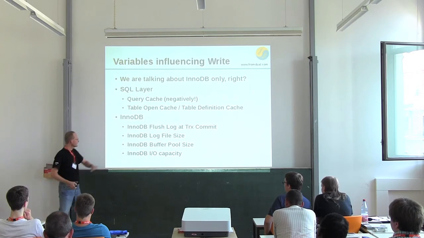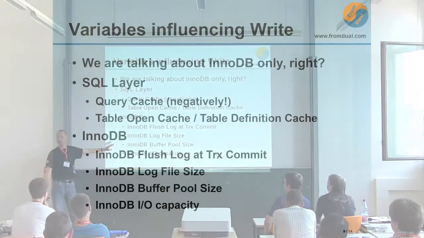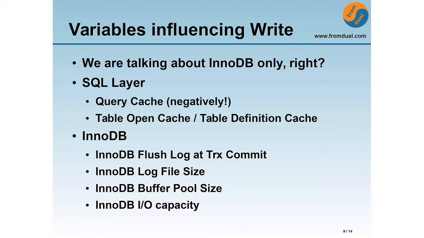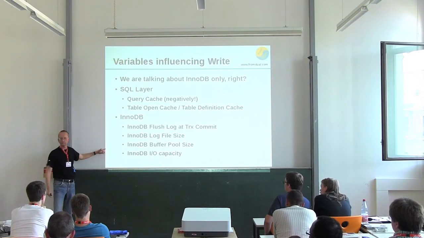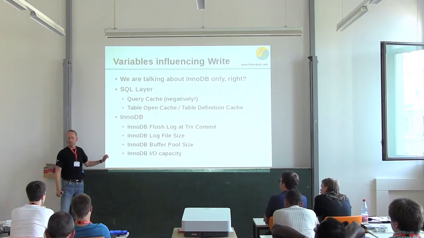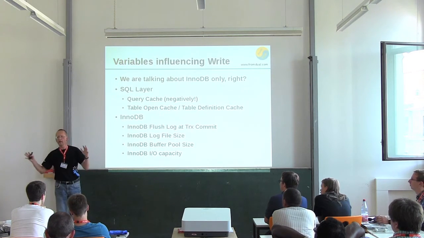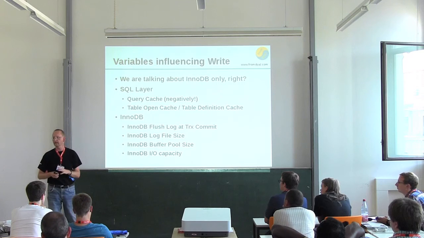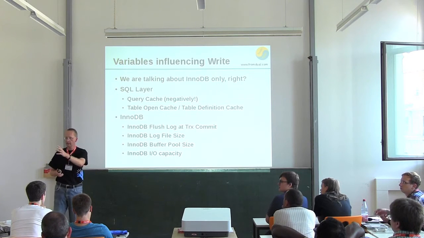Okay. InnoDB buffer pool size also influences writes. Primarily, it influences reads, but also writes. If the data are on disk, then we first have to read it and then write it, and so on. So a big buffer pool also helps to improve the reads. And is somebody using really huge I/O systems or fast I/O systems like SSDs? Okay.